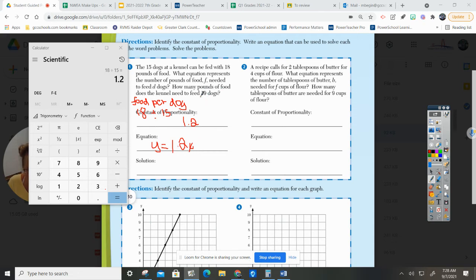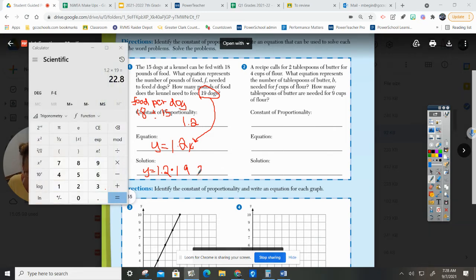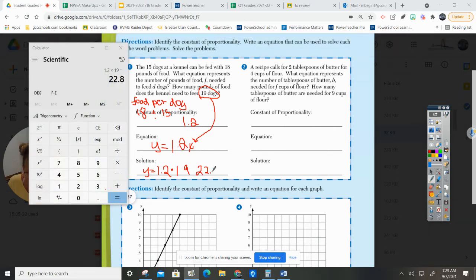How many pounds of food does the kennel need to feed 19 dogs? So I'm going to substitute that 19 in where the x is. Y then will equal 1.2 times 19, and you will get 1.2 times 19 equals 22.8 pounds of food.